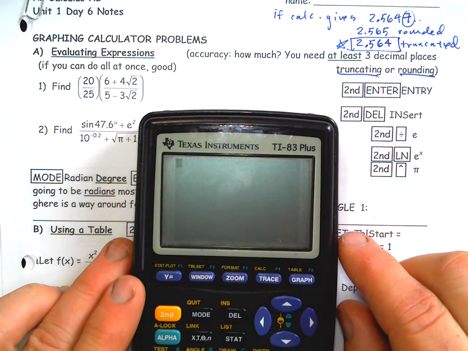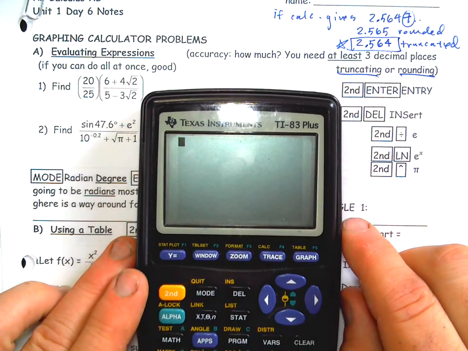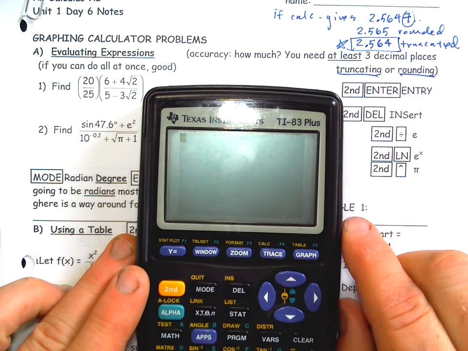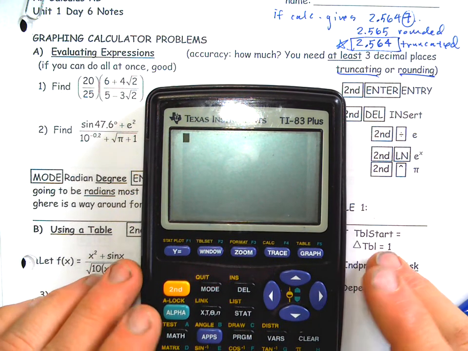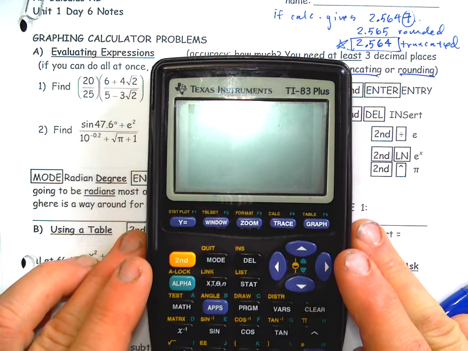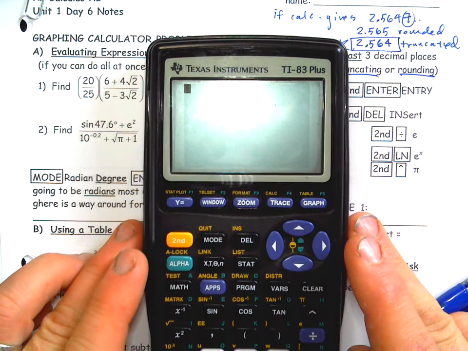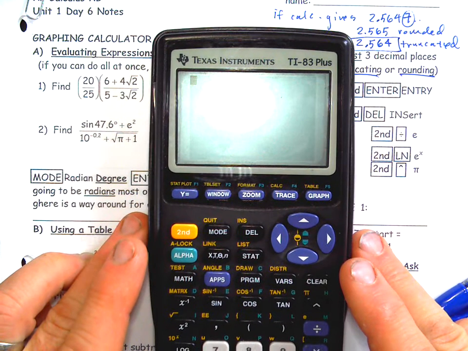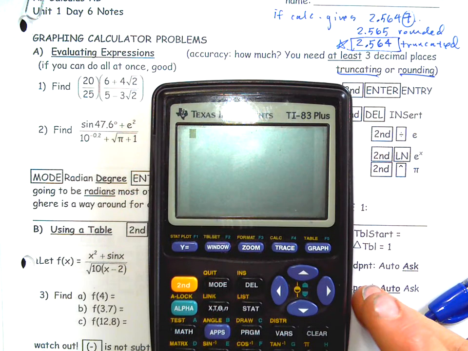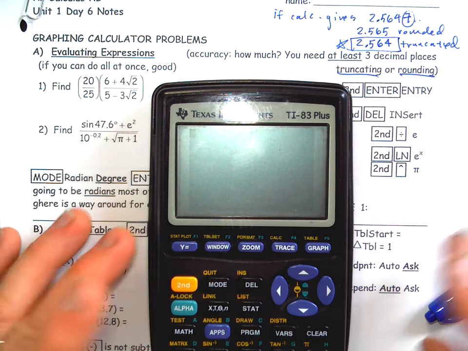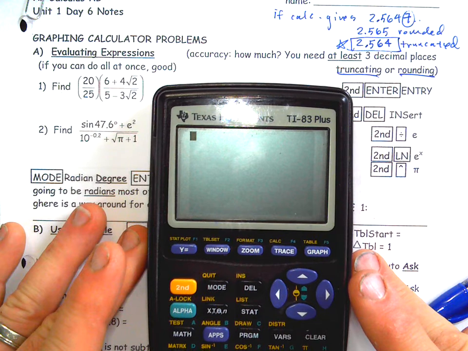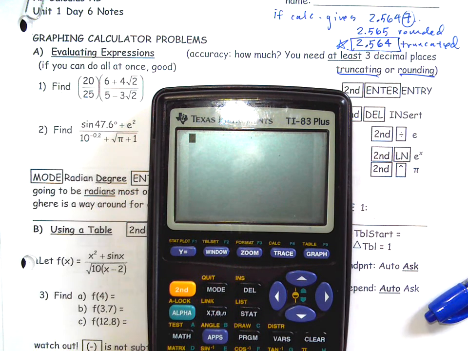Okay, so the first one. One of the things you've got to watch out for is parentheses, because you have to enforce order of operations, since your calculator is just going to do things left to right. Now it doesn't necessarily hurt to put extra parentheses if you're not sure. Even if there weren't parentheses around the 20 over 25, I think it would work with just 20 over 25 because it does left to right.